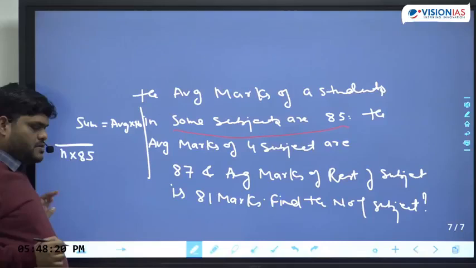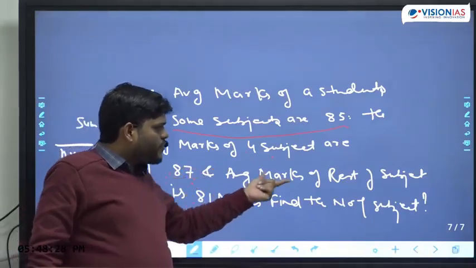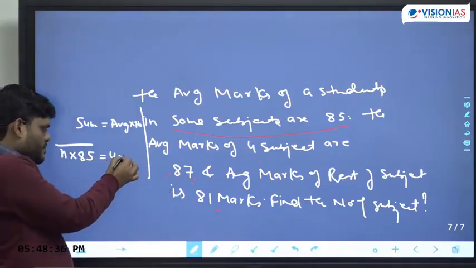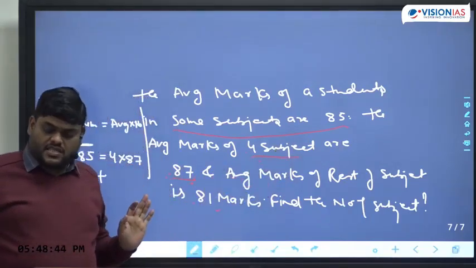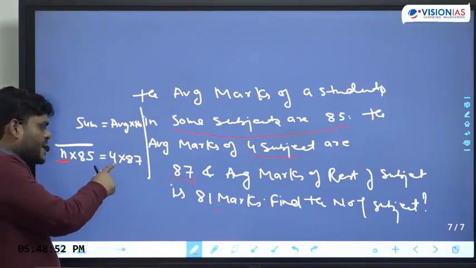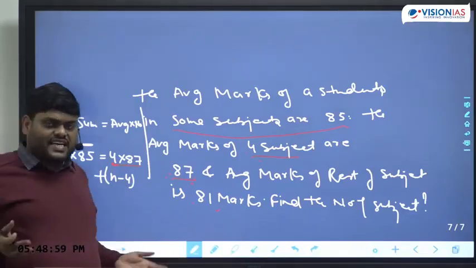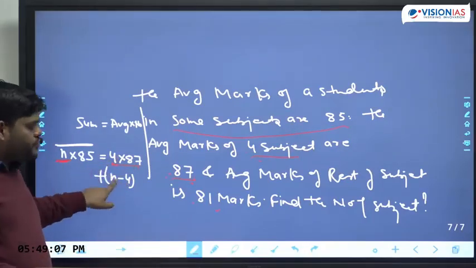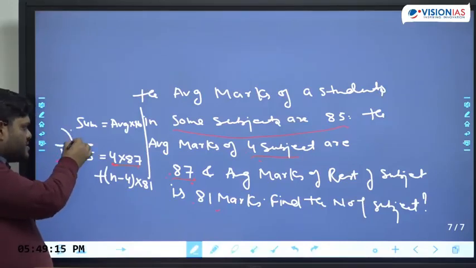This is the total sum of observations. This sum should be equal to this sum plus the rest of the sum. In 4 subjects, the average is 87, so this sum will be 4 into 87, plus the rest. How many subjects are left? If total subjects are n and out of that 4 subjects have 87 average, the rest will be n minus 4, or not? Suppose 10 subjects are there, and 4 subjects have average 87, how many are left? 10 minus 4. And this has average 81. Now we can solve this and get our answer.